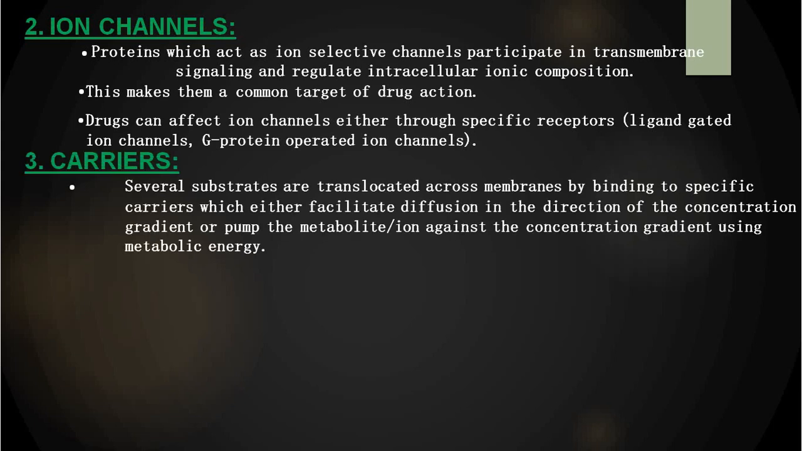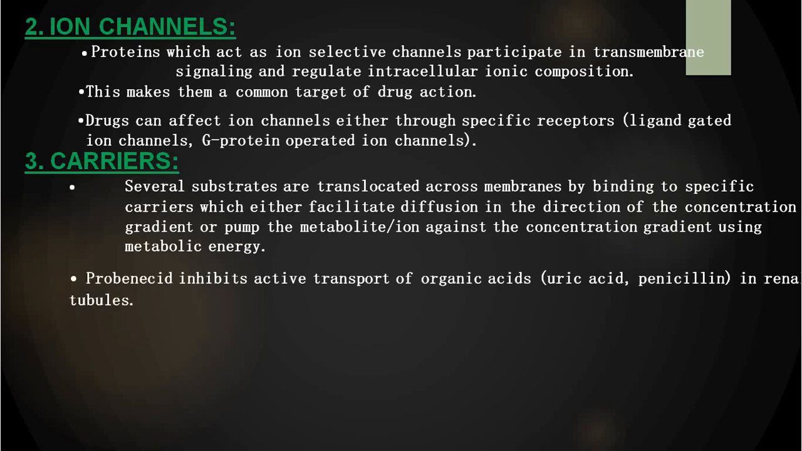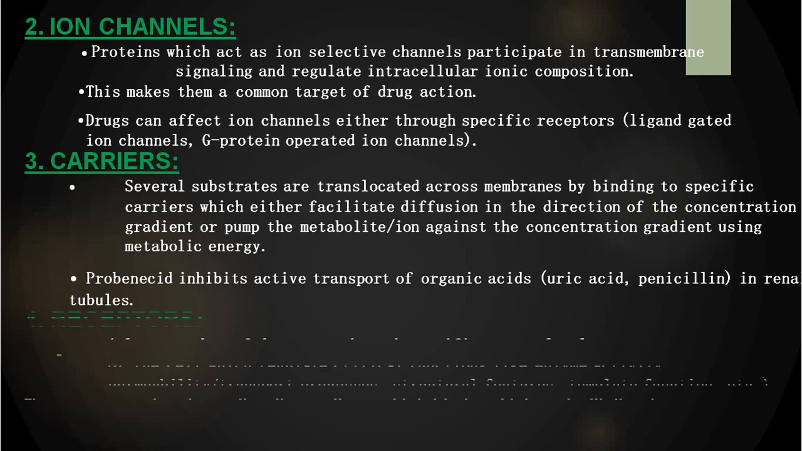Carriers. Several substances are translocated across plasma membrane by binding to specific carriers, which either facilitate diffusion in the direction of concentration gradient, or they pump the metabolite against the concentration gradient by using metabolic energy, that is ATP. For example, probenecid inhibits the active transport of organic acids, that is uric acid, in renal tubules.